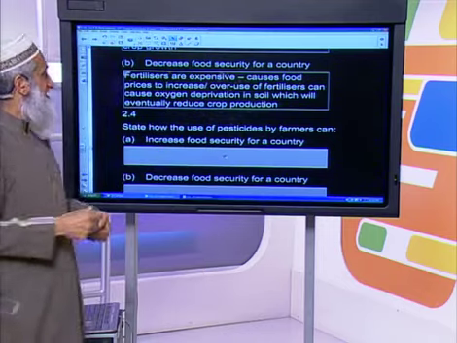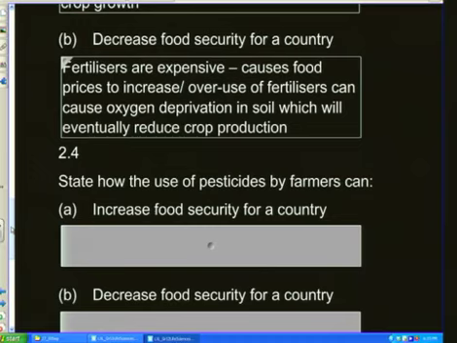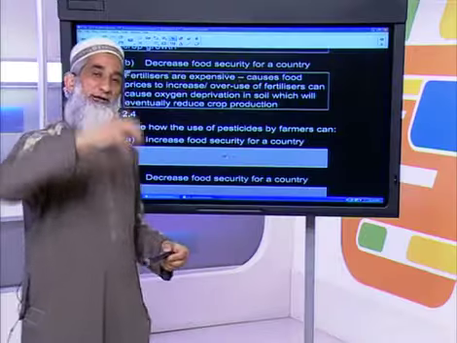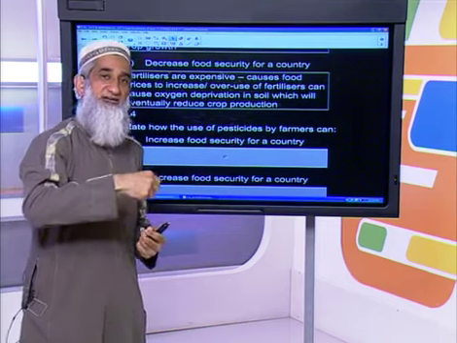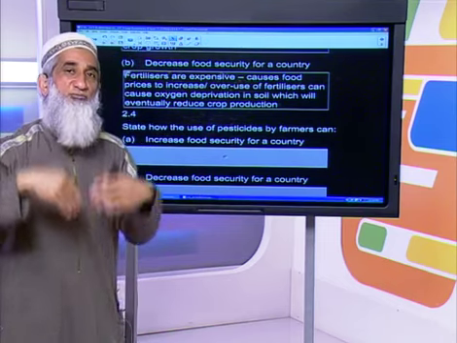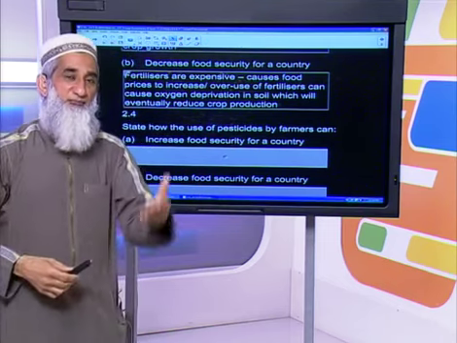And so you and I are going to suffer because of that. And what Eunice was saying, overuse of fertilizers can cause oxygen deprivation in the soil, which will eventually reduce crop production. So it will cause harm to the soil, and this in turn will decrease the amount of plants that's going to grow, and if that happens, we'll be food insecure. There'll be less food available.